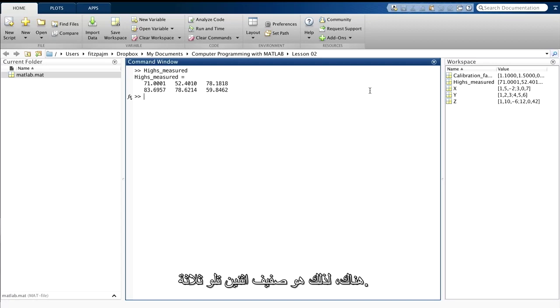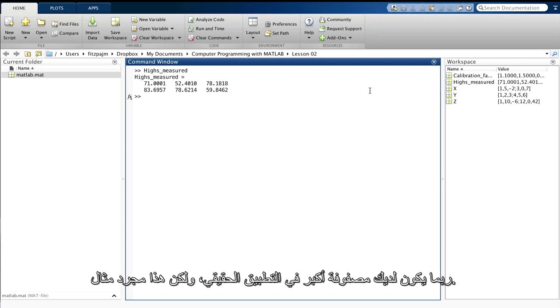There. So it's a 2 by 3 array. You'd probably have a larger array in a real application, but this is just an example.